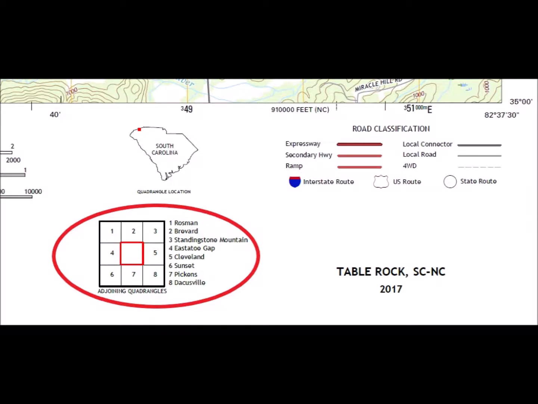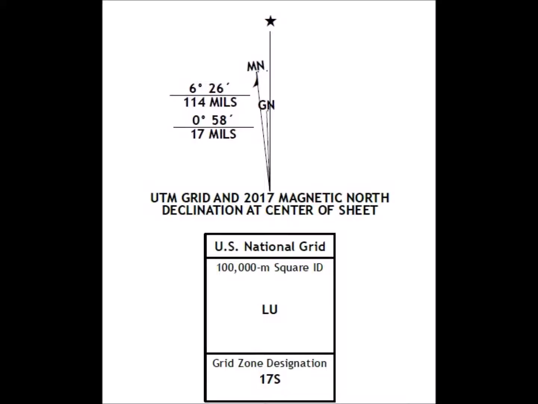Circled in red here is the adjoining sheets diagram, and it shows you where Table Rock is and the map sheets surrounding Table Rock in case you have to go off map, either north, south, east, or west. At the top of this image you have the Declination Diagram.